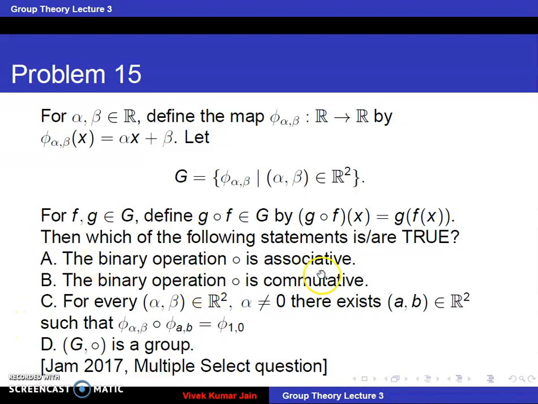The binary operation O is associative. The binary operation O is commutative. C: for every (alpha, beta) in R^2, alpha not equal to 0, there exists (a, b) in R^2 such that phi_alpha,beta composed with phi_a,b is equal to phi_1,0. And (G, O) is a group. This problem has been taken from the question paper of JAM 2017, and this is a multiple select question.